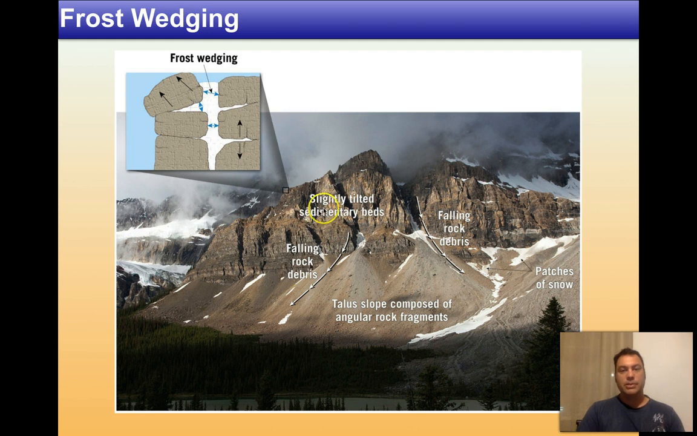And here we see slightly tilted sedimentary beds, but that's not responsible for all of this. This talus slope, which is basically a big pile of rocks that fell off the side of the hill, basically forms because of frost wedging that is occurring up here in these exposed rocks. And we even have patches of snow right here on the surface. So this is a pretty important process that's governing this. And we can see it's pretty active because there's no vegetation growing on all of this.